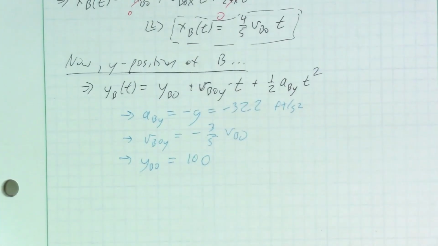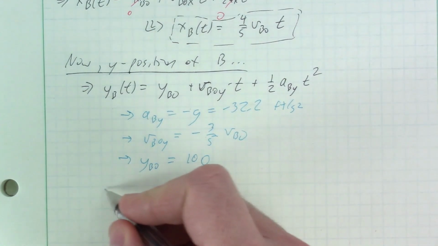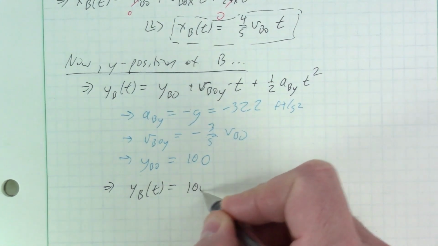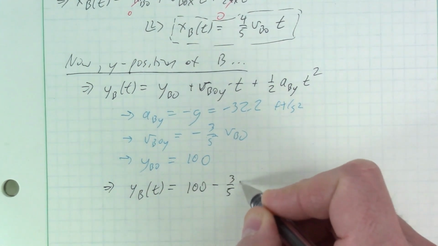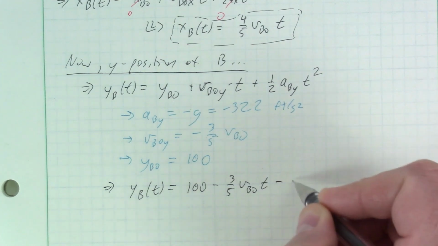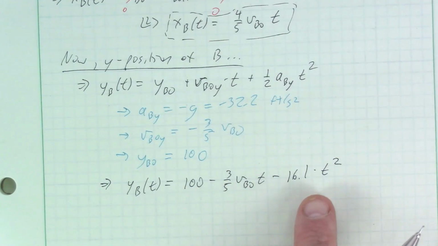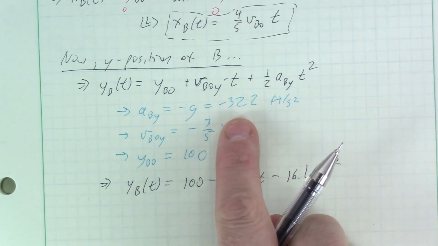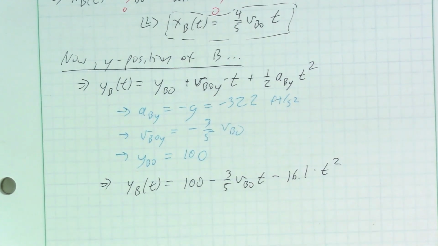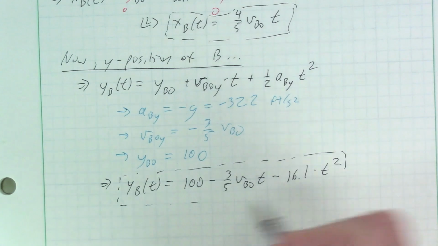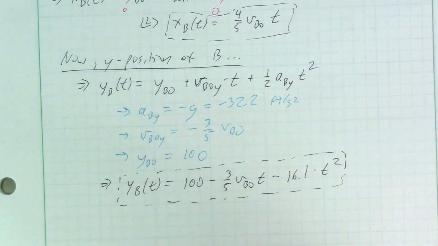But we can combine all these to then finally get yb of time equals 100 minus 3/5 VB naught time minus 16.1 t squared, and that's 16.1 because it's half of 32.2. Okay, and we put a little dotted box. So dotted box to me in my notation means, hey, this is important, but not a final answer, not as important as what our final answer is going to be.